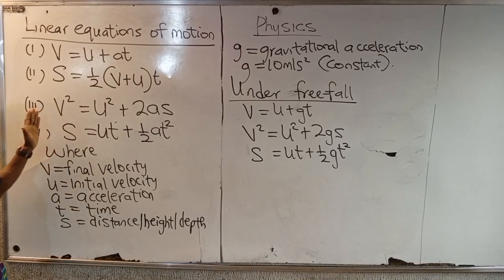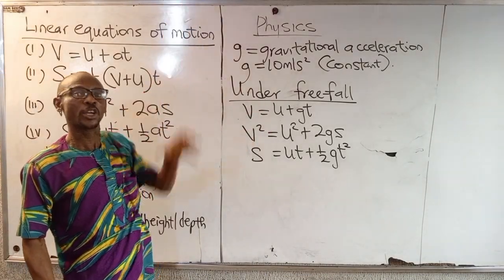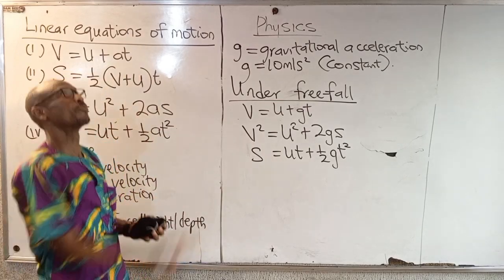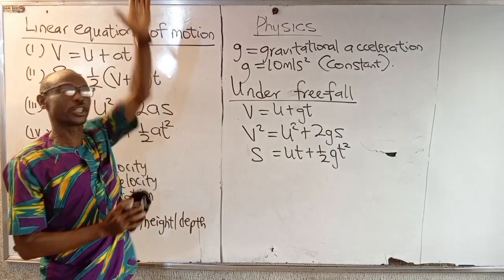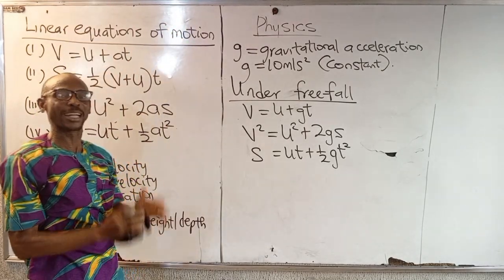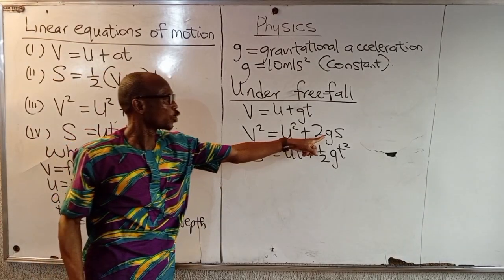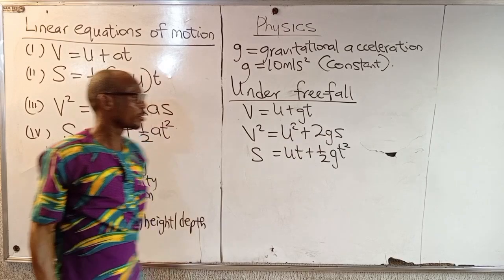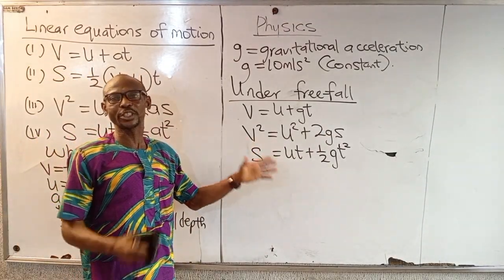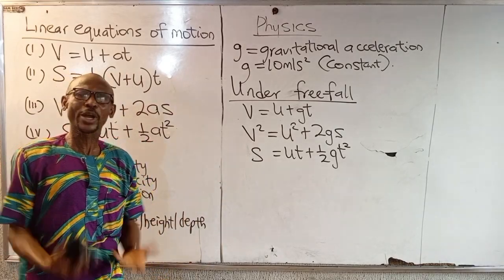But the only difference is when we are working with objects that are falling freely under gravity on a straight line. For example, a body that is thrown vertically upwards, moving on a straight line, or a body that is dropped from a height, falling on a straight line under gravity, then our A is now changed to G, that is gravity. You don't need to cram most of these equations, you just need to know them.